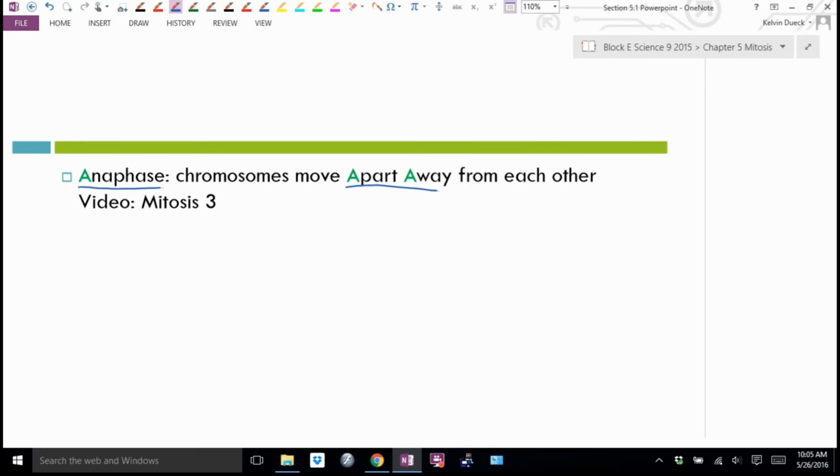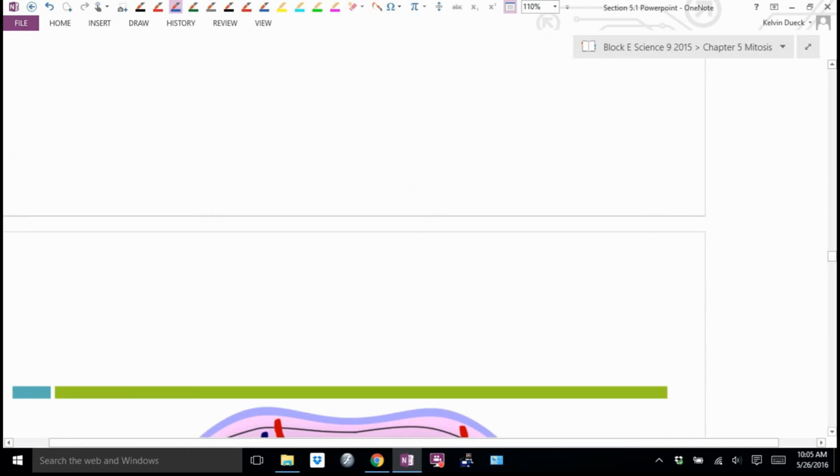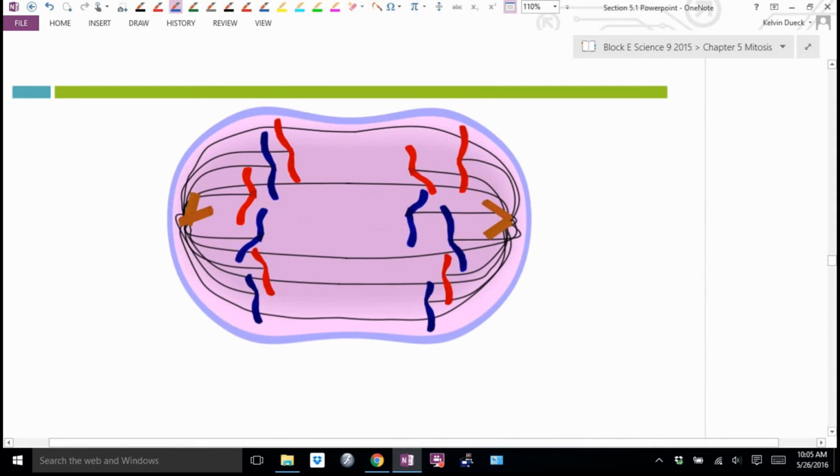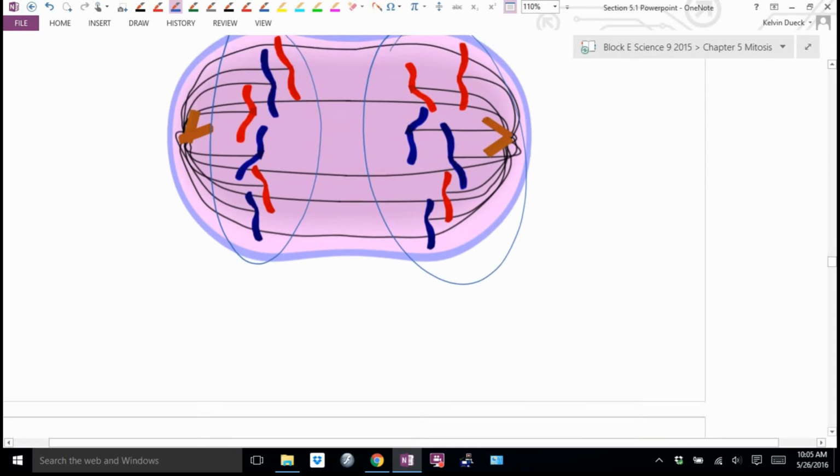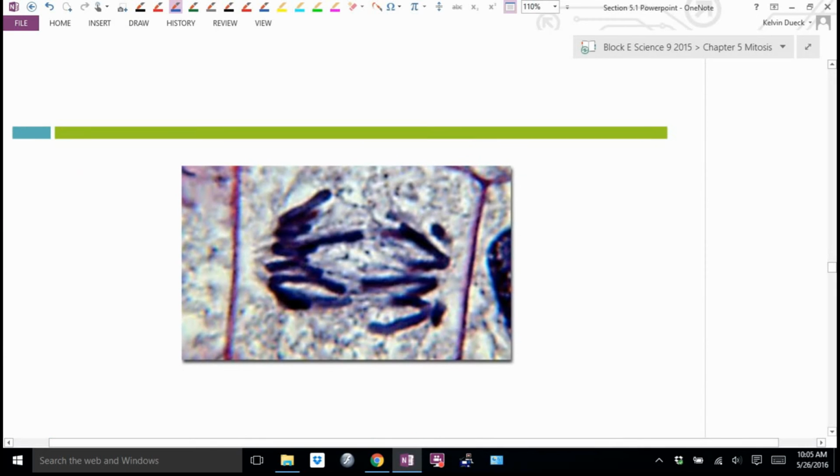Prophase, preparing to divide. Metaphase, lining up in the middle. Anaphase, chromosomes get moved away apart. Kind of like that. And what you now have, Matt, is a complete set of DNA here and a completely identical set of DNA there. You now have, Grace, the makings of 2 new nuclei. That's why we need to do this. Looks kind of like that.